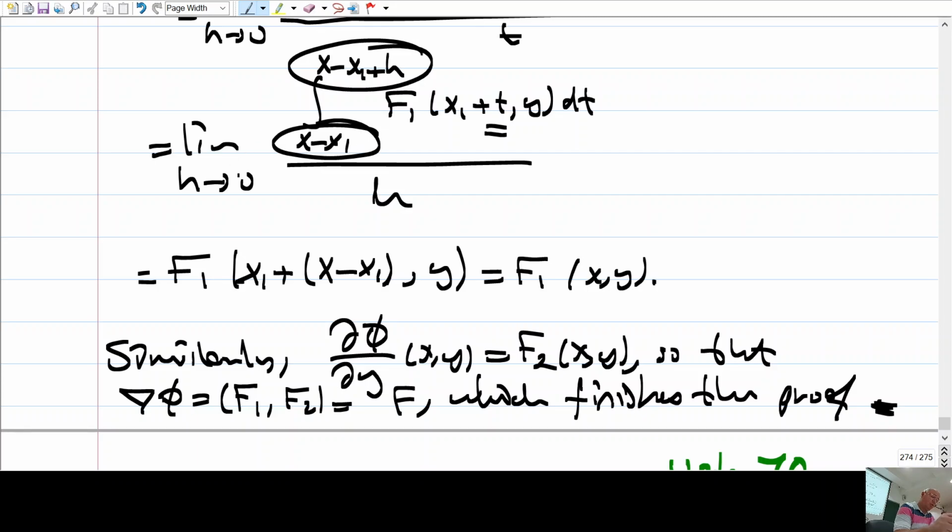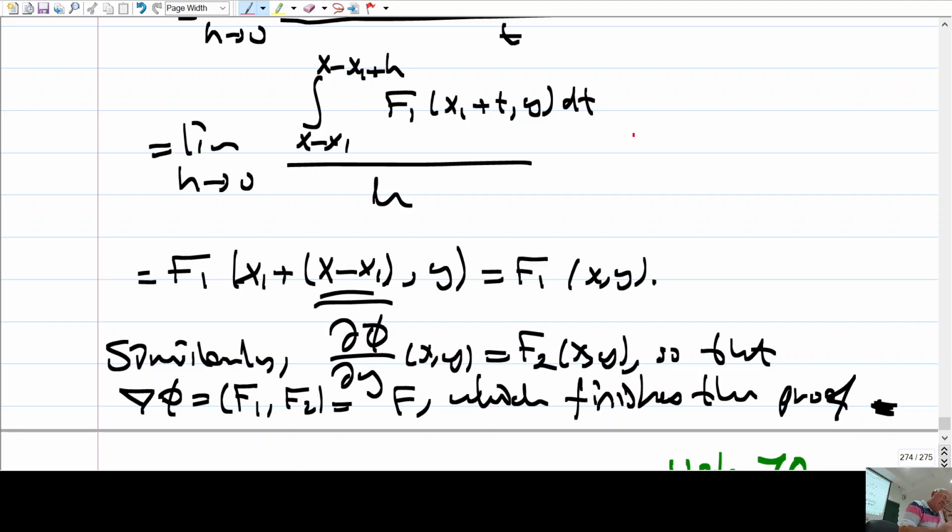The limit of this as h goes to 0 is just the interior function evaluated at this point, and that is, at the point x minus x0, x minus x1. So here instead of t you write x minus x1, and then you get this. Okay, so what we do is exactly the following.